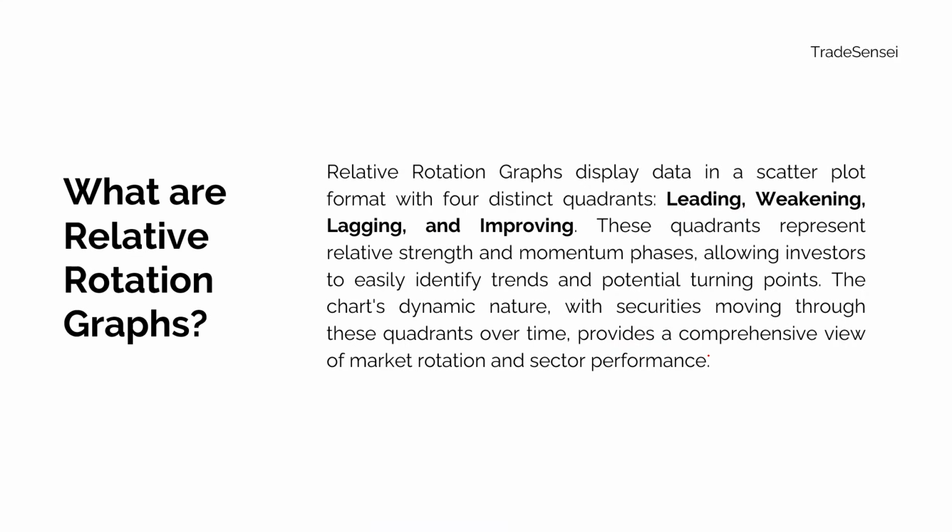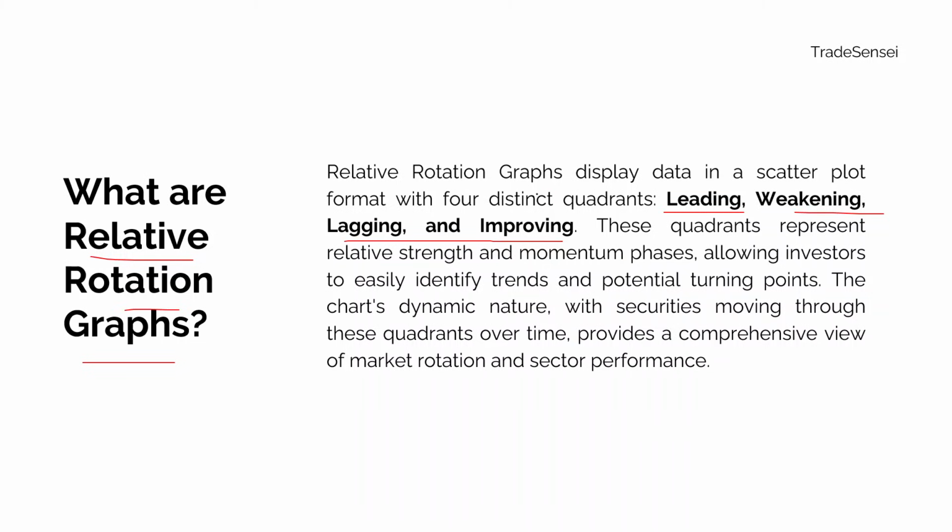So what are relative rotation graphs? That is the first basic question that comes to mind. What are RRG charts, or basically relative rotation graphs? Relative rotation graphs display data in a scatter plot format with four distinct quadrants: leading, weakening, lagging, and improving. Right now it sounds very technical, but don't worry, I am going to explain it in a very simplistic manner.